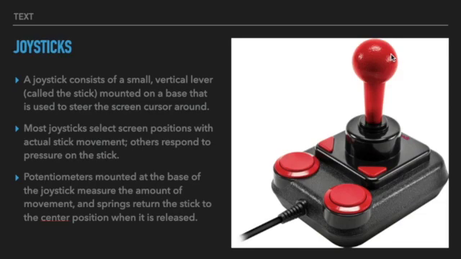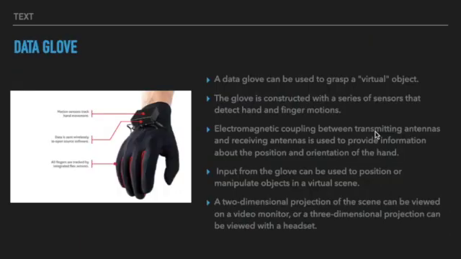Mostly, potentiometers are mounted at the base of the joystick. That is what measures the amount of movement, and springs are attached on the base so that the springs return the stick back to the center position when it is released. So that's how a joystick works. I think you must have seen joysticks also. These were very common input devices.